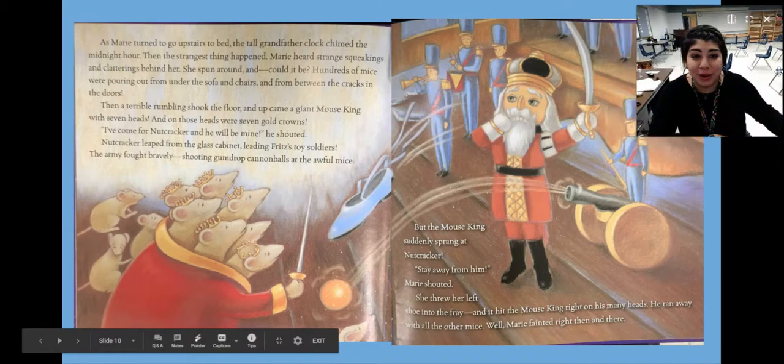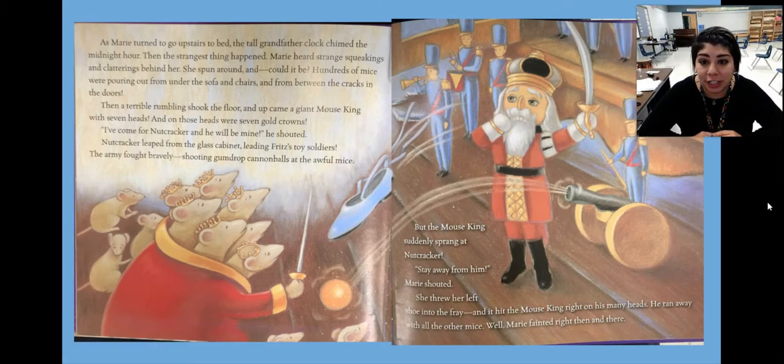Ooh, this is my favorite part. As Marie turned to go upstairs to bed, the tall grandfather clock chimed the midnight hour. Then the strangest thing happened. Marie heard strange squeakings and clatterings behind her. She spun around, and could it be? Hundreds of mice were pouring out from under the sofa and chairs and from between the cracks in the doors.